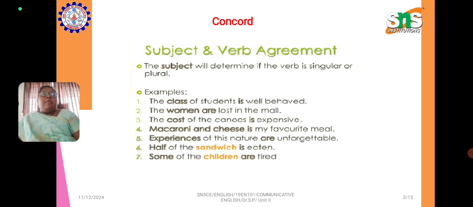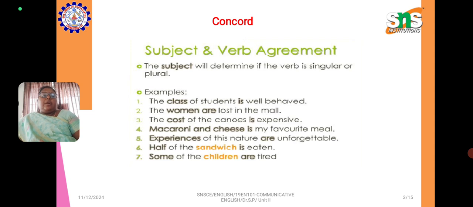There are about 20 rules and regulations usually we follow in this subject verb agreement. So we can see it in a brief manner. There are a few examples. See, the class of student is well behaved. So here the class is singular, so the verb used here, that is, is also singular. The women are plural, so we have used the verb form are.